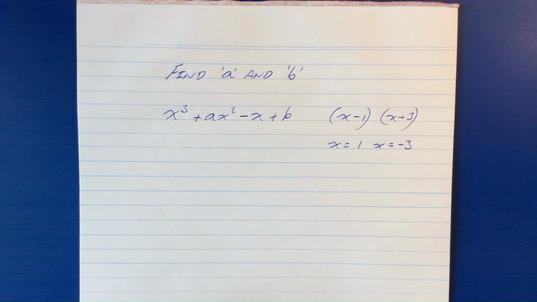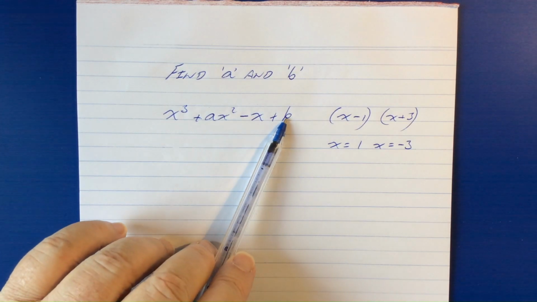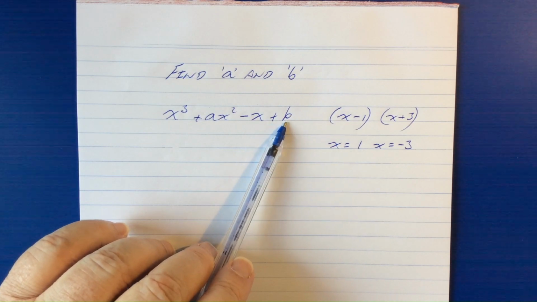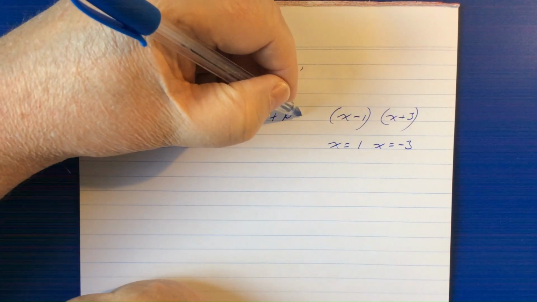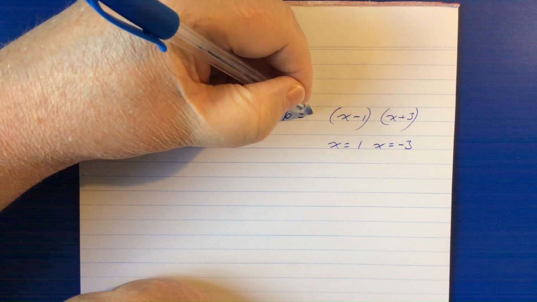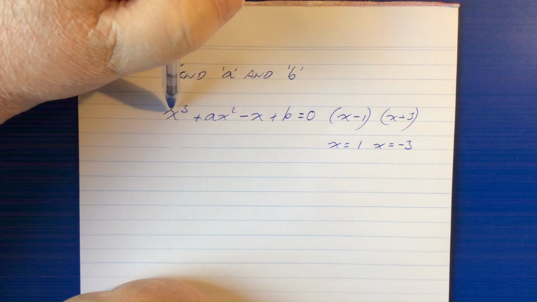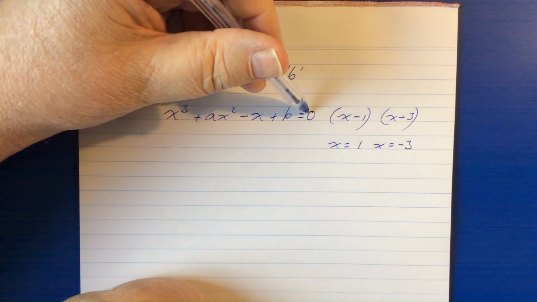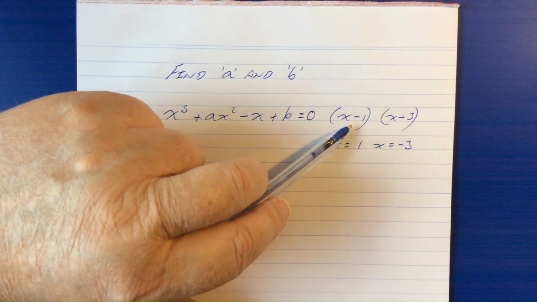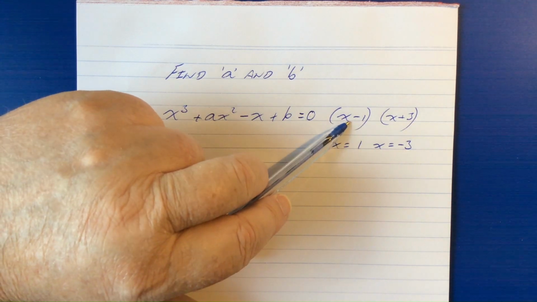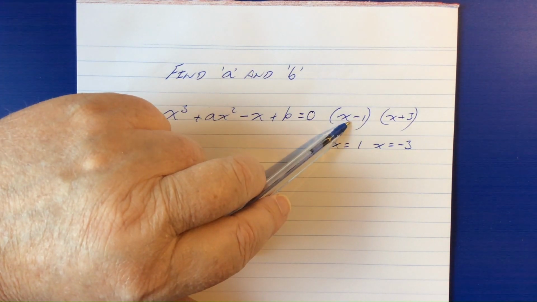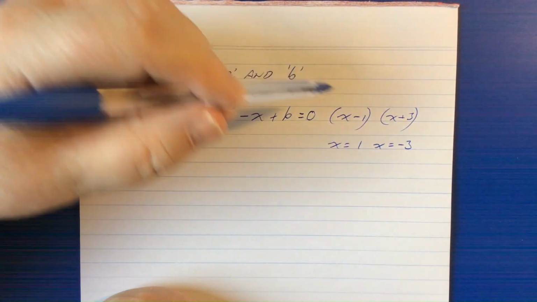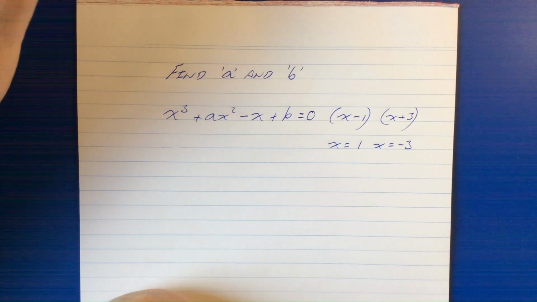Our task is to find A and B in this expression. And what we're going to assume, and I'm not sure if we were told this, but we are going to assume that this is an equation that equals zero because we're told that there are two factors, at least, x minus 1 and x plus 3, and when this is divided by these, there is no remainder.